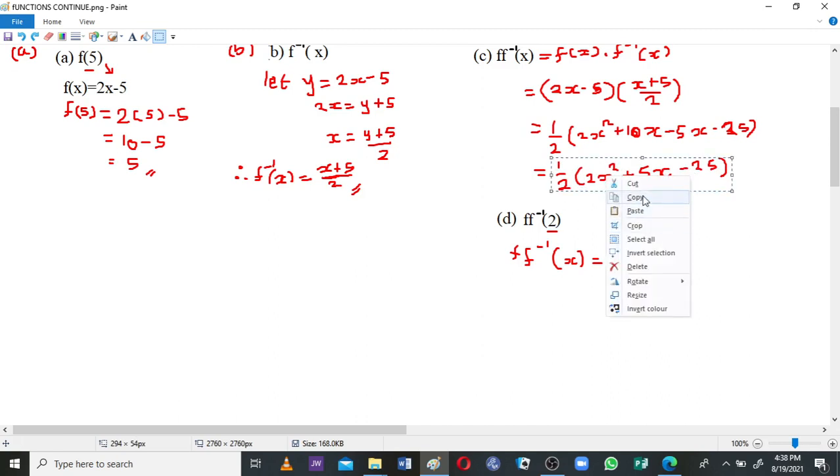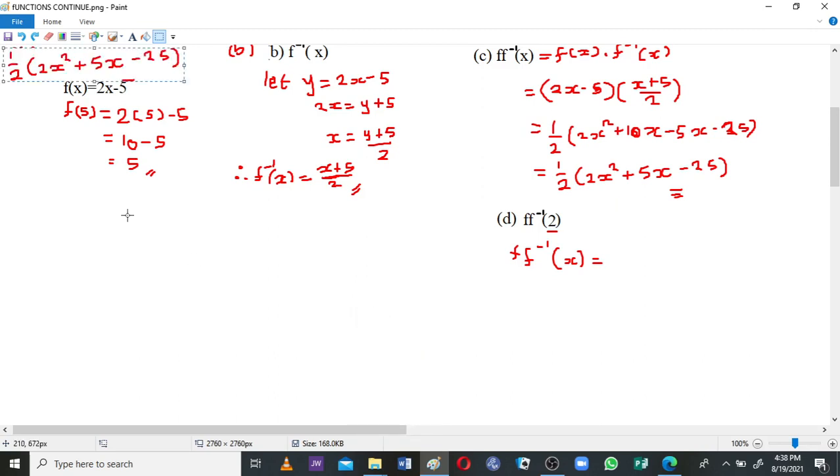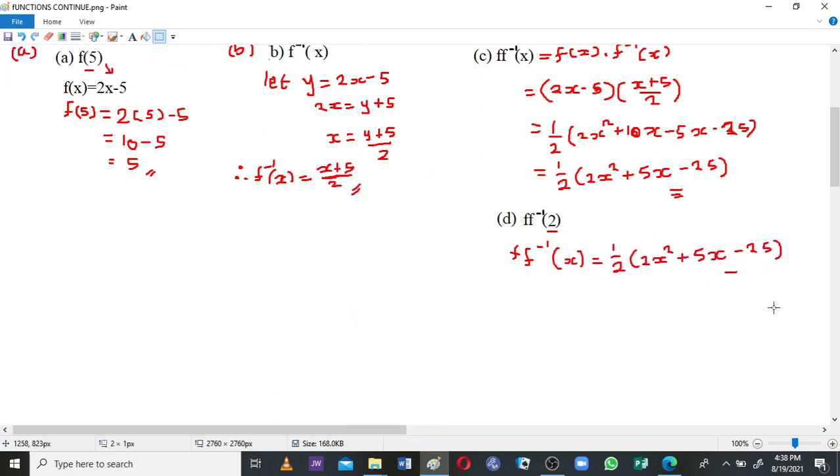Let me just copy it so that you can see how we'll be substituting. So this is our function. This is what we have found to be our f inverse of x. Okay, so that's our product.